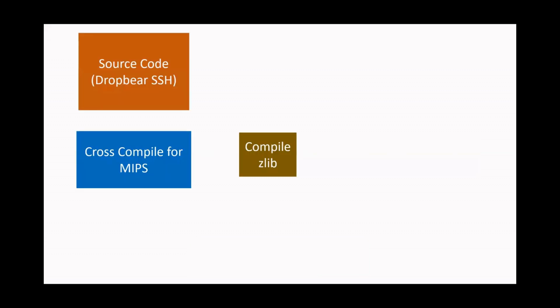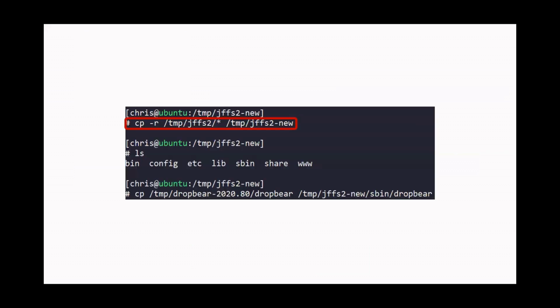So next steps, we're going to go and grab the Dropbear source code, the SSH server. We're going to cross-compile it for MIPS. We're going to pull in that zlib binary we've had previously. So that's where we are. We've got the source code. We've created this cross-compiled toolchain, and we're going to pull in any external libraries we require.